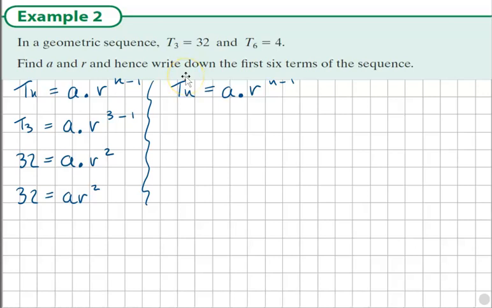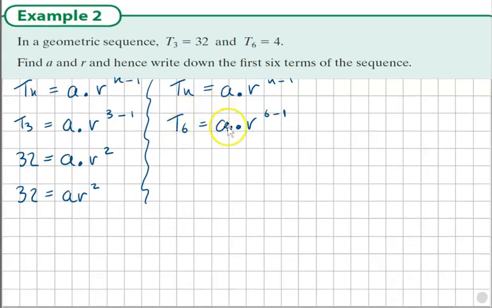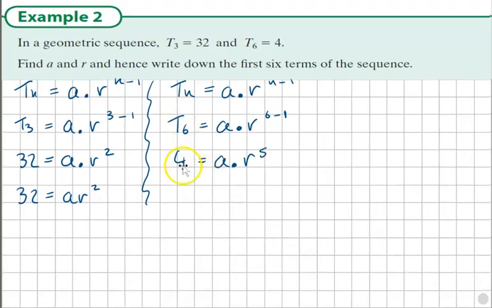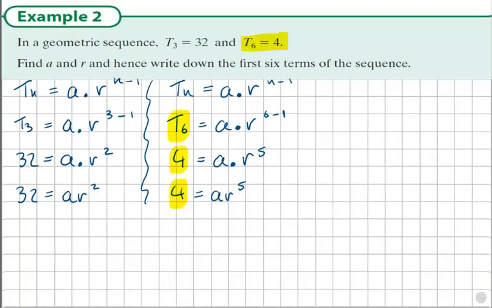So again, we start with our formula. Tn is equal to a times r to the power of n minus 1. So term 6 is equal to a times r to the power of 6 minus 1, replacing the n with 6. The reason we've chosen term 6 is because it's given to us in the question. We'll come back to the 4 part in a second. So we replace term 6 with 4 because we're told in the question that term 6 is equal to 4. And then 6 minus 1 is 5. I've just highlighted there where the T6 is equal to 4, so where that came from. So we have 4 is equal to ar to the power of 5.